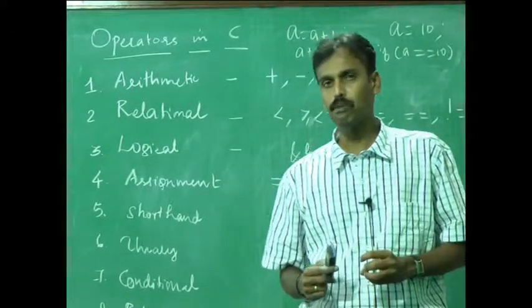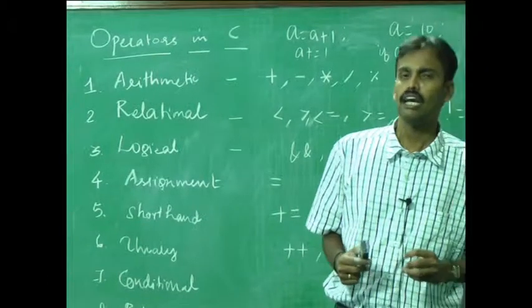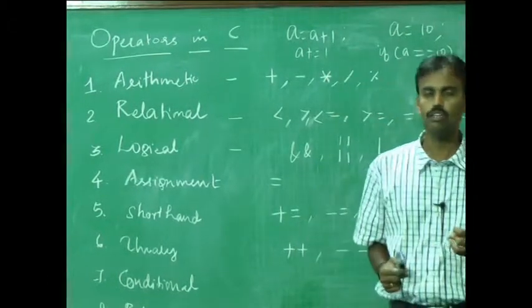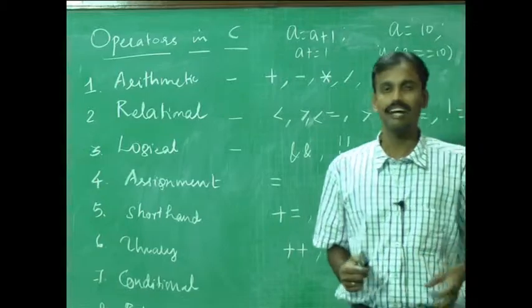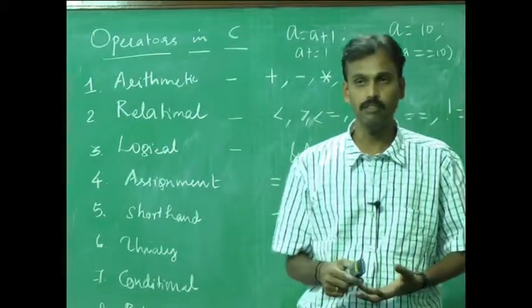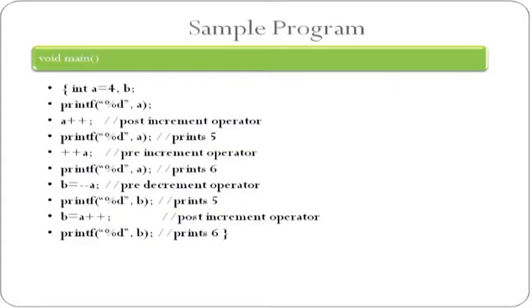So let us have a sample program that gets us to know about unary operators. Like any other program, this starts with a main function. It declares a variable a with value 4 and it declares a variable b, both of type integer. Now I have a printing statement which prints the value of a, and this gets printed as 4. When I say a plus plus, I try to increment the value of a by 1.